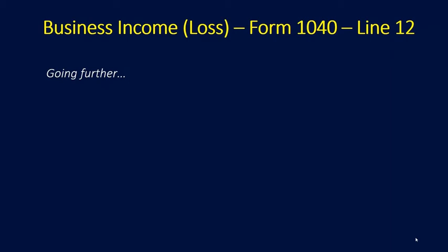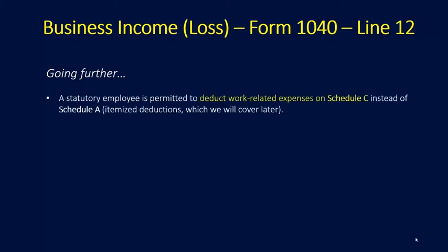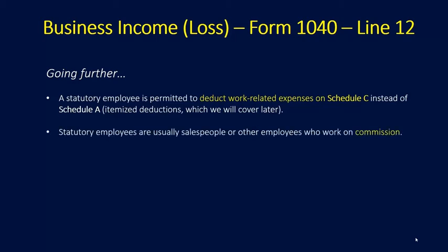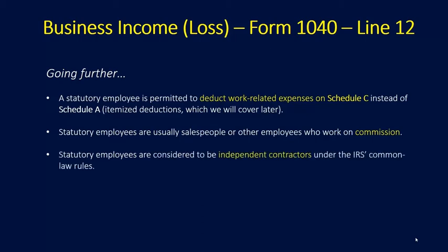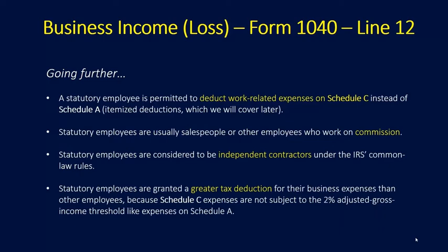So going a step further, what are some of the advantages of being a statutory employee on the tax return? Well, a statutory employee is permitted to deduct work-related expenses directly on the Schedule C instead of Schedule A itemized deductions, and again we'll cover Schedule A itemized deductions in a later module. Statutory employees are usually salespeople or other employees who work on commission, and statutory employees are considered to be independent contractors under the IRS common law rules. Statutory employees are granted a greater tax deduction for their business expenses than other employees because Schedule C expenses aren't subject to the 2% adjusted gross income threshold like expenses on Schedule A.